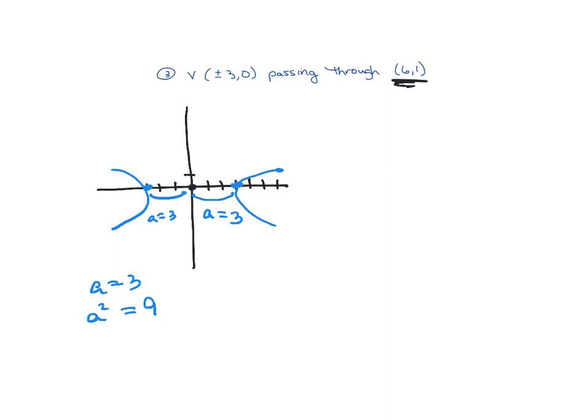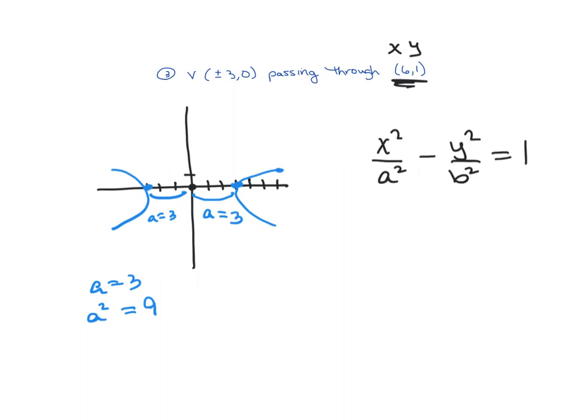Now, I also have an ordered pair. Remember, an ordered pair, this is x, this is y. So now I still need to find b squared, and I don't know anything about the focus, so I'm going to use the x and the y from the ordered pair. Now again, you can see that it's touching the x-axis, so this is the equation I'm going to be using.